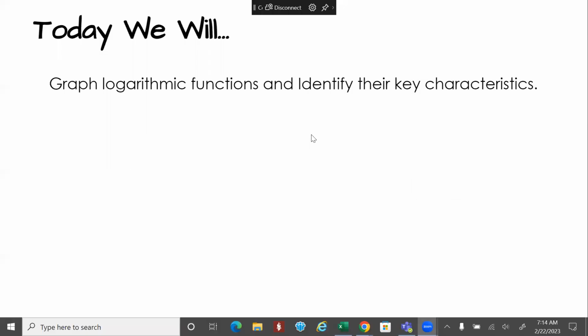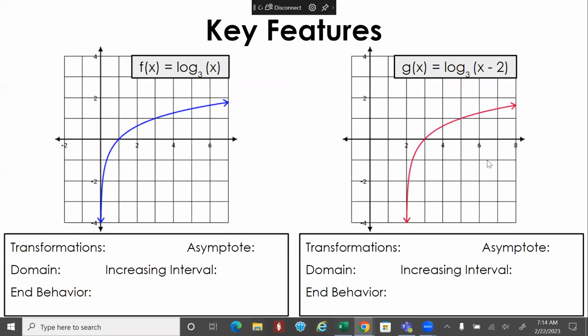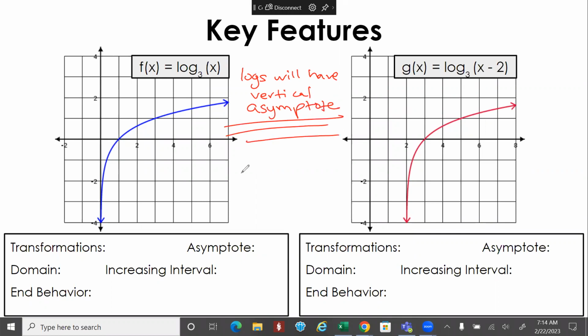Okay, so today we're going to graph logarithmic functions and identify their key features. Okay, so we have log base 3 of x. With logs, we'll have a vertical asymptote. Okay, that's what you need to know. Logs will have a vertical asymptote. Exponential functions are going to have a horizontal asymptote.